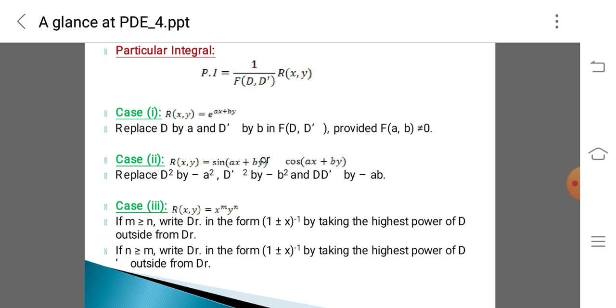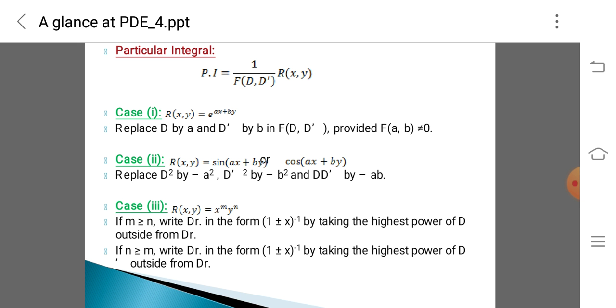Then case 2, if the right hand side function is either sin(ax+by) or cos(ax+by). For this we replace D² by -a², D'² by -b² and DD' by -ab. Okay, we have to put D² = -a², D'² = -b², DD' = -ab.